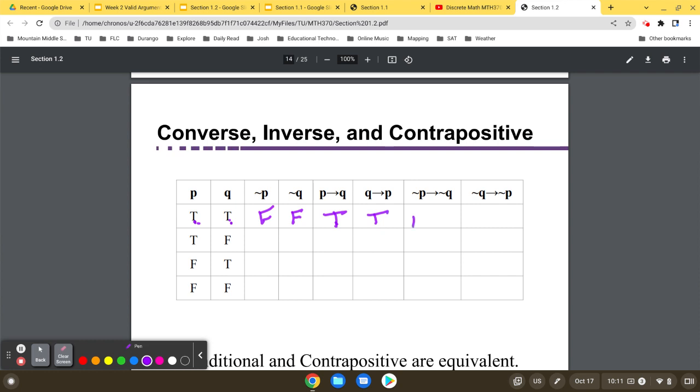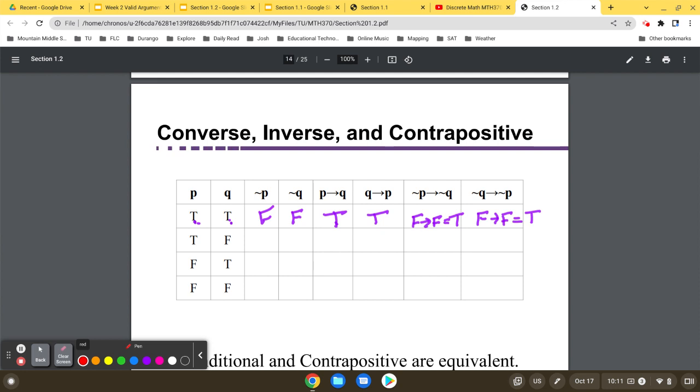Not P, so that's a false implies a false. According to my truth table, that's equal to true. And the last one is going to be not P, which is false, implies not Q implies not P, and that's going to be a true also. All right, next one.